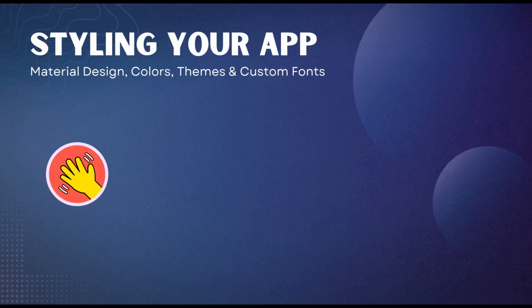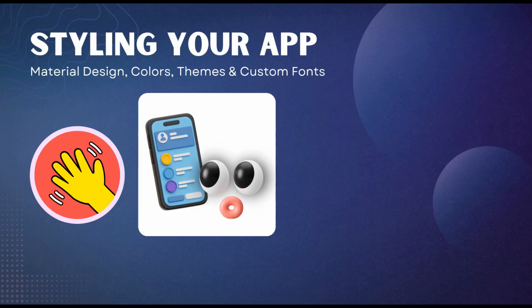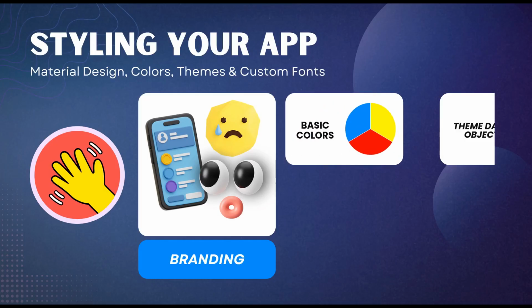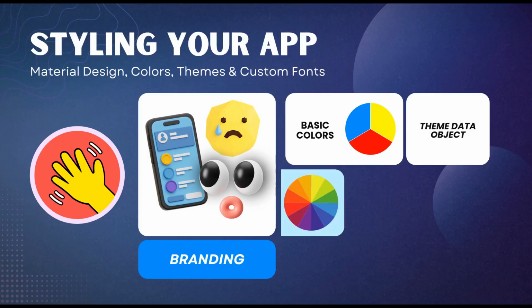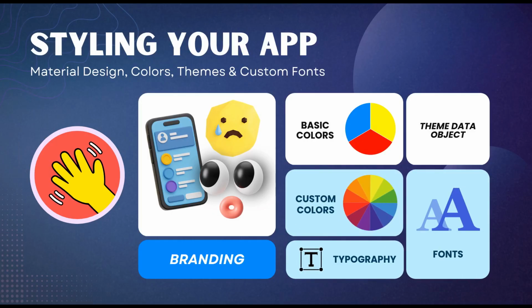Welcome to episode 6. Our app structure is solid, but visually it still looks like every other default Flutter app. Today is all about branding. We'll learn how to move beyond basic colors and use the powerful ThemeData object to set custom colors, typography, and even import unique custom fonts, giving our app a professional, unified look.